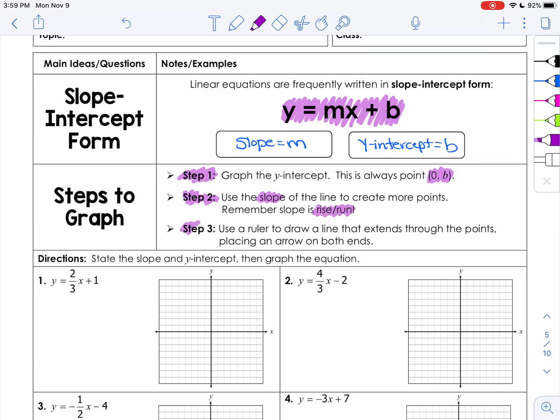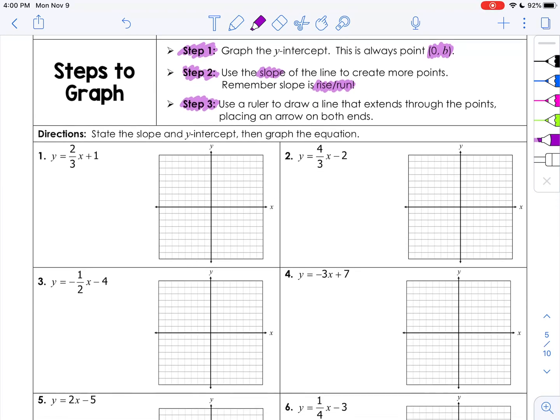Finally, step 3, you're going to use a ruler or a straight edge to draw a line that extends through the points, placing an arrow at both ends. Remember, we're not connecting the dots. We are graphing the equations of lines. So your line should go completely through your graph with arrows on the end. Let's jump into some examples.